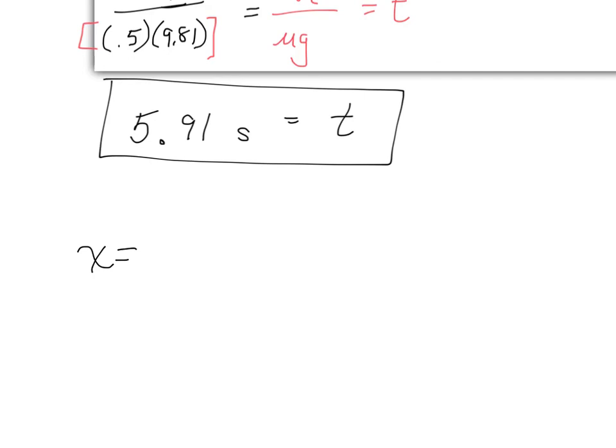X equals VIT plus 1/2 AT squared. You know the initial velocity is 29 meters per second. You know the time is 5.91. But you don't know the acceleration in this problem. So we again apply the same exact approach as the last problem. Remembering that acceleration is either force over mass or delta V over time, I'll use delta V over time this time just to mix it up.